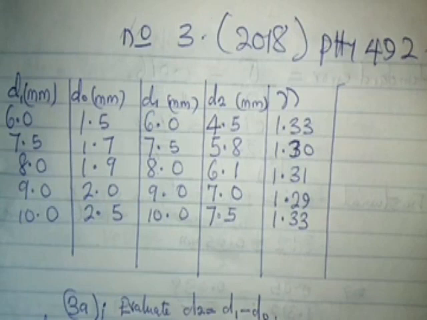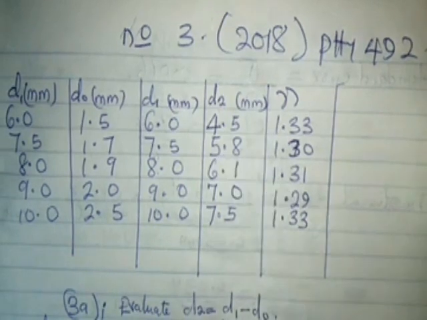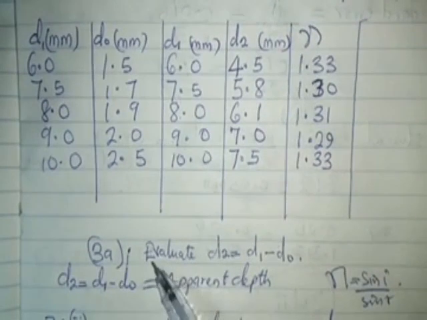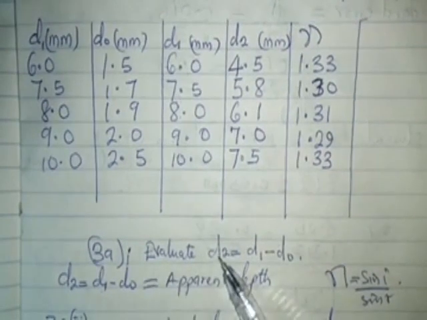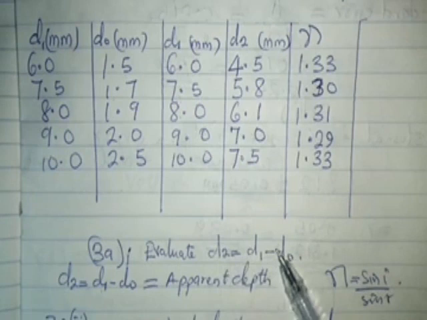As you have seen the question, this D sub 2 was not given. They say we should evaluate it. Look at the question: evaluate D sub 2, where D sub 2 equals D sub 1 minus D sub 0.